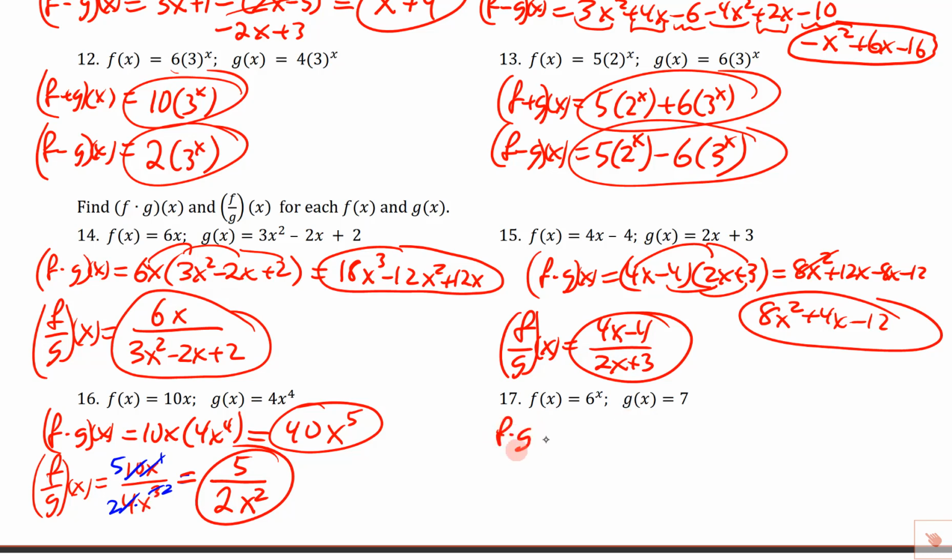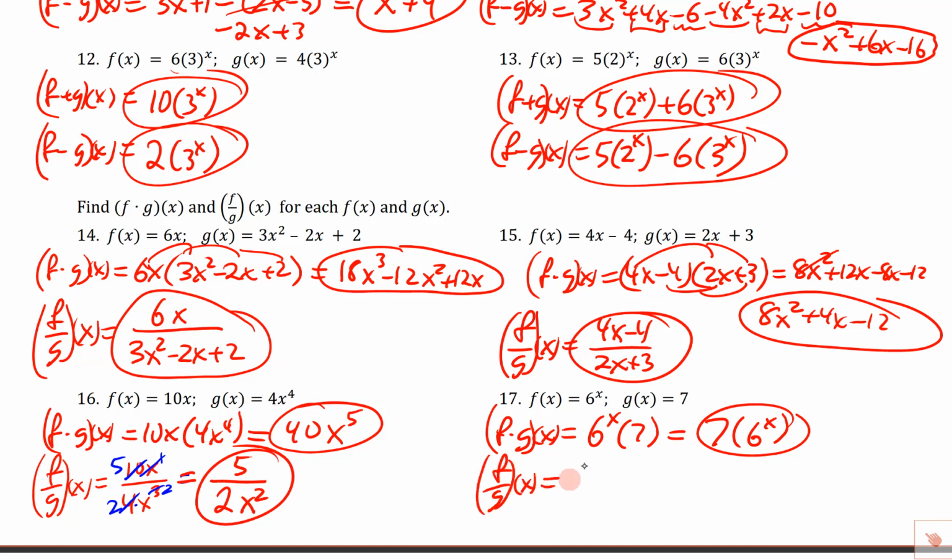So f times g of x on this one is going to be, if I wrote 6 to the x times 7, we would normally put the 7 as a coefficient out front. So I'm going to write 7, and you can kind of see why we do put those in parentheses. So there's the answer on that one. And then we would have f on the top, g on the bottom. And we're going to do, let's see, 6 to the x, and we're going to divide by 7. And there's nothing that we can do to simplify that one, so we're done right there.